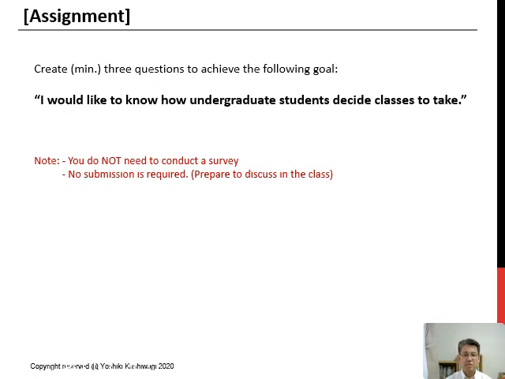Once you finish all the exercises in the previous slide, this is an assignment for next week. I want you to create a minimum of 3 questions to achieve the following goal. The goal is, I would like to know how undergraduate students decide which classes to take in the semester. There might be a bunch of reasons or factors to decide the classes to take. And I want you to ask questions and summarize the result. But the goal of this assignment is not conducting a survey itself. The goal is making the right questions, at least 3.